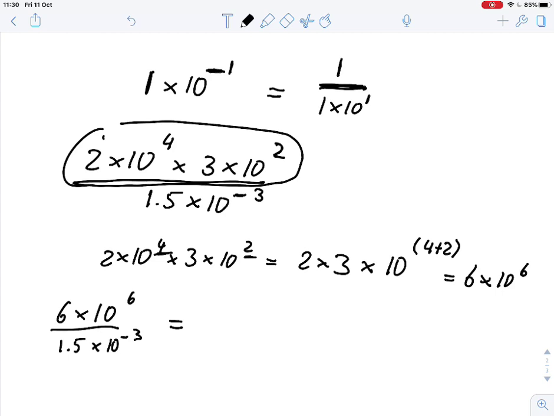Six divided by 1.5, that's straightforward, that's 4. Yeah? Right? But now the tricky bit comes. 10 to the power of 6, that's straightforward. But what are we going to do with this 10 to the minus 3, which is in the denominator?